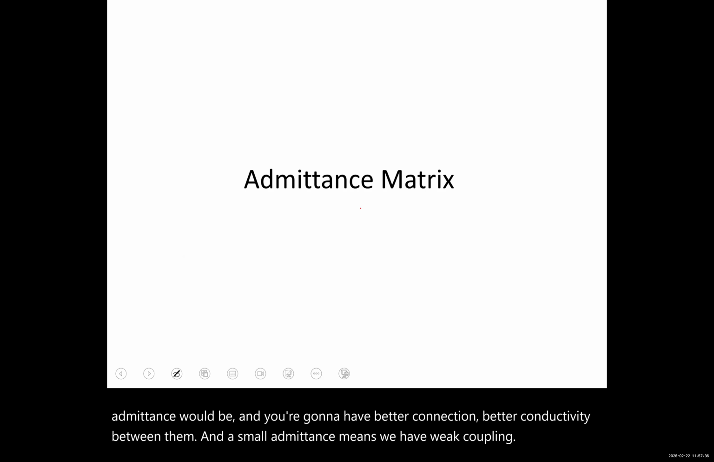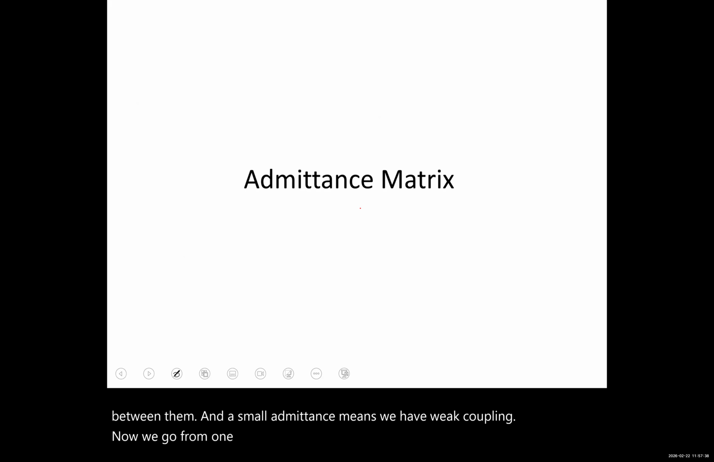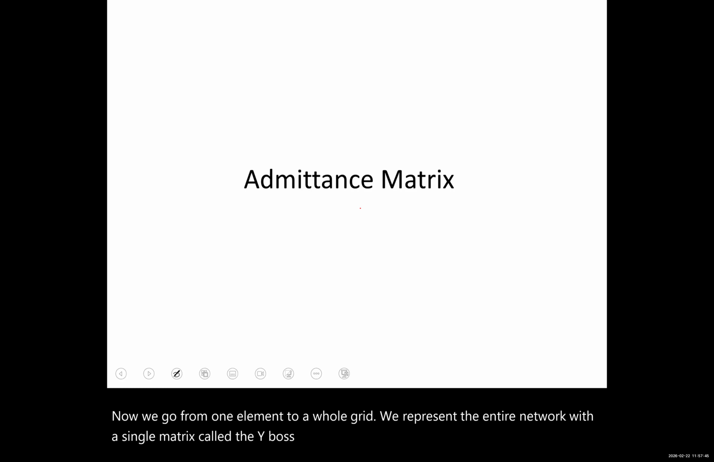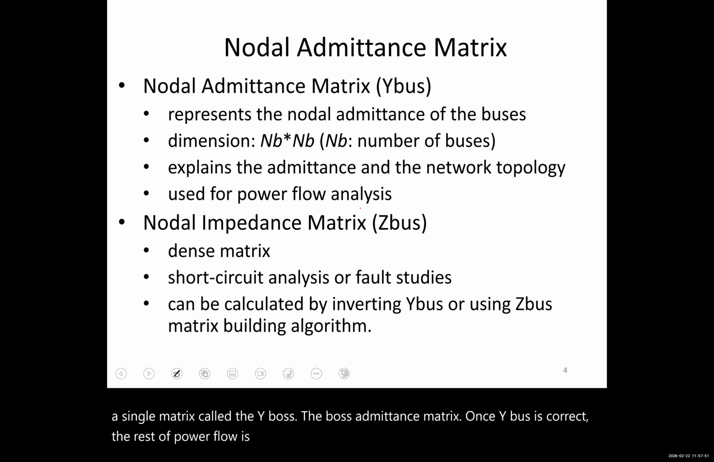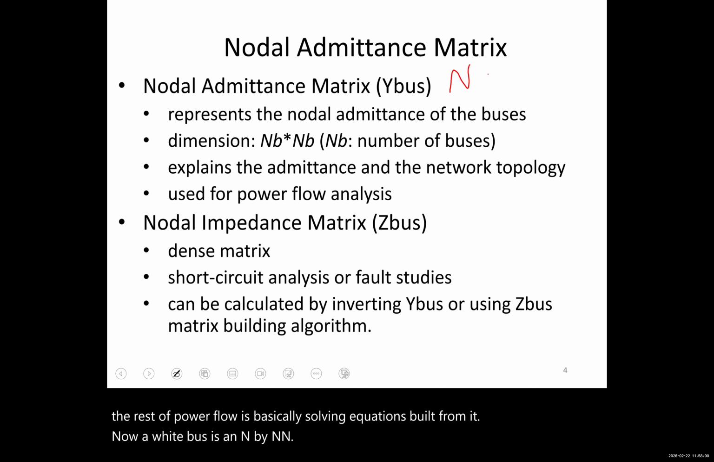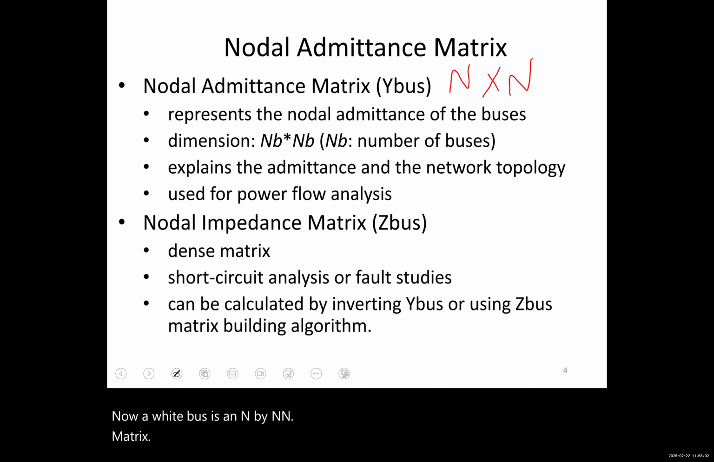Now we go from one element to a whole grid. We represent the entire network with a single matrix called the Y-bus, the bus admittance matrix. Once Y-bus is correct, the rest of power flow is basically solving equations built from it. Now, a Y-bus is an n by n nodal matrix used for power flow and steady-state network calculations.